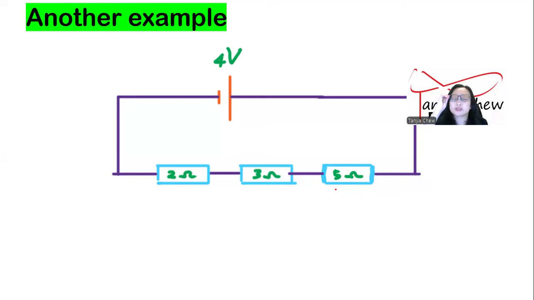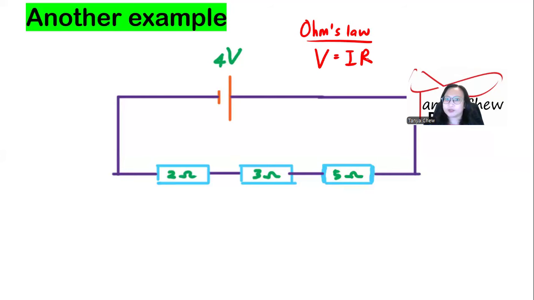So when current is constant, recall Ohm's law. I'm going to write it down. Ohm's law states that V equals IR, where I represents current. Since the current is constant, I would say that V is directly proportional to R. And in this case, V means potential difference. It is the potential difference across 5 ohm, 3 ohm, as well as 2 ohm.